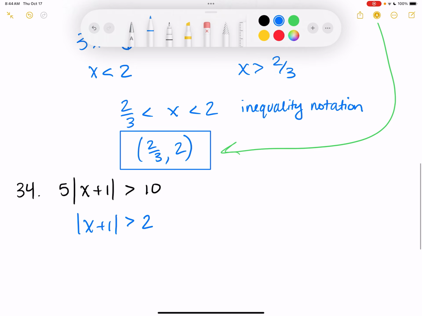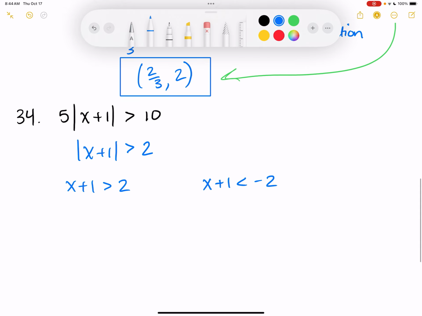So I'm going to copy down exactly: x plus 1 is greater than 2. Over here, x plus 1 is less than negative 2. Subtract 1, x is greater than 1. Over here, x is less than negative 3. Now, these things are going opposite. X is greater than 1, that would be over here. X is less than negative 3, that's going to be over here. So this is an or problem. So when you write this, it's x is less than negative 3 or x is greater than 1.